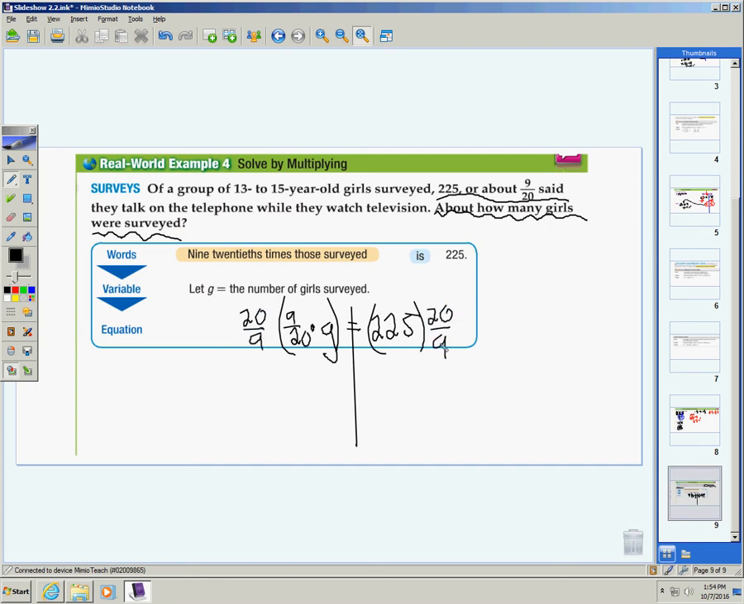get rid of a fraction, I multiply by its reciprocal, so I'm going to be left with 1G, or just G, equals. And now I've got 225 times 20 over 9. Now probably most of you are instinctively reaching for your calculators so you can do this, which is fine, but also remember 225 times 20 over 9. If I wanted to actually go through and do this problem, I would have to set this up as a fraction. So I would get 225 over 1 times 20 over 9.